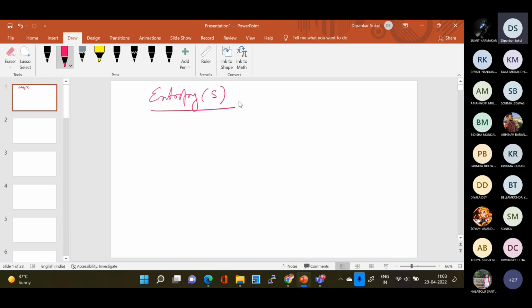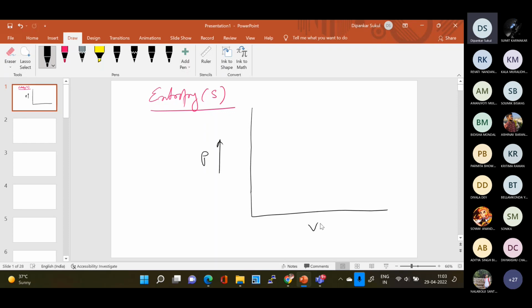Which is abbreviated by S. Now, how is it so? Let's see. In the PV diagram, as I told you, this is step 1, then step 2, then step 3, and last step 4. A, B, C, D. These are the total 4 steps. Here, in step 2 and step 4, heat change is equal to 0 as they are adiabatic processes.